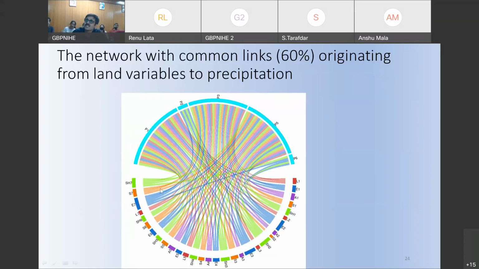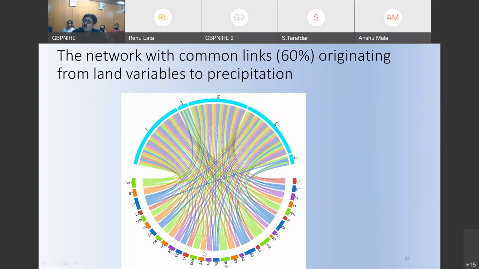Now when we applied this information theory based approach, what we are finding is that these are the 7 regions which we have considered, and the land variables. This is starting with sensible heat flux, soil moisture, evapotranspiration, latent heat flux, and so on and so forth. And then if you check them, you can find that all these land variables are sending information to the precipitation over different regions. P1, P2, P3, P4 is not getting, P1, P2, P3, P5, P6. And these are the links which are there for 60% of the years, minimum 60% of the years. If the links are present, then we are showing that link.